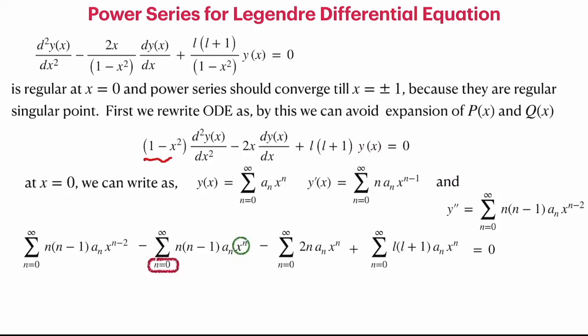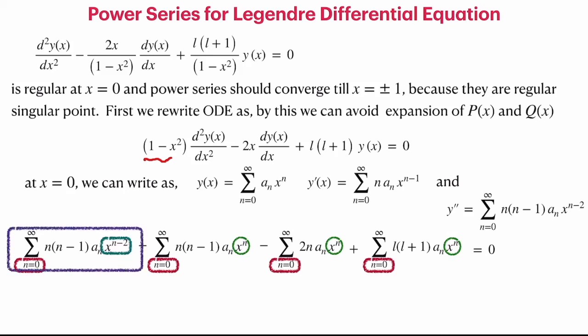Now it is important to note that three of these terms have a very common pattern. They all start from n is equal to 0 and go to infinity, while they all have an x to the power n. So they are all similar, and we can combine them all. But the odd man out here is the first term, which starts from n is equal to 0, but has a power x to the power n minus 2. So this term needs to be further simplified in order to combine with the other terms, so that we can write a general expression for the coefficient.